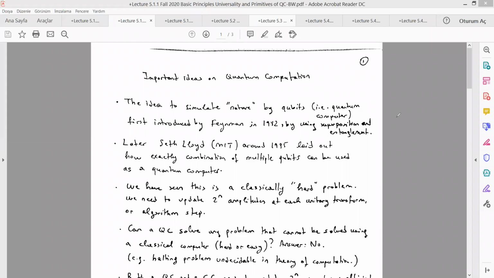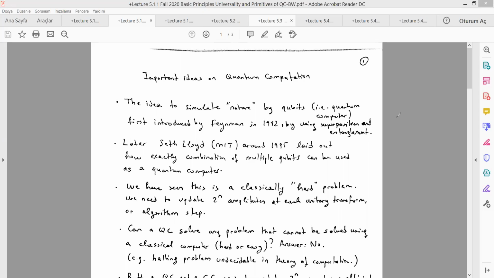Okay, let me talk about some important ideas on quantum computation. How is quantum computation different from classical computation? What are the main or basic features, and some important information about the history of quantum algorithms and computation? So the idea to simulate nature using qubits, in other words, building a quantum computer, was first introduced by Richard Feynman at Caltech in 1982.